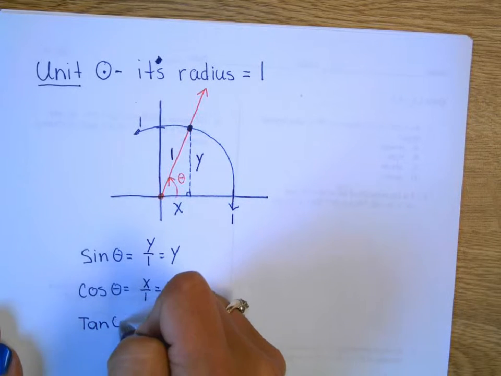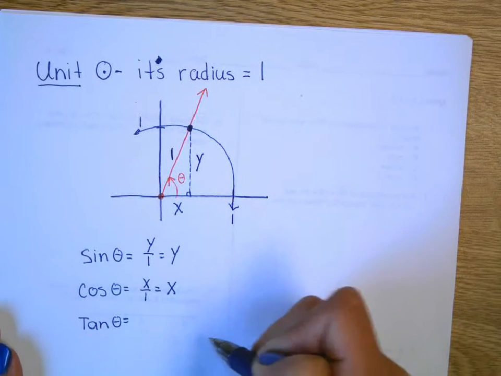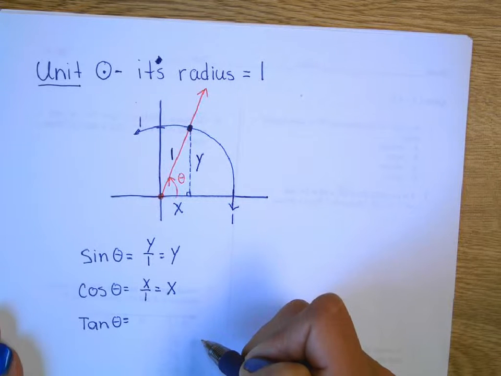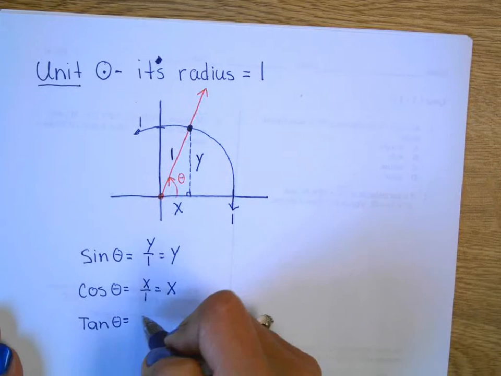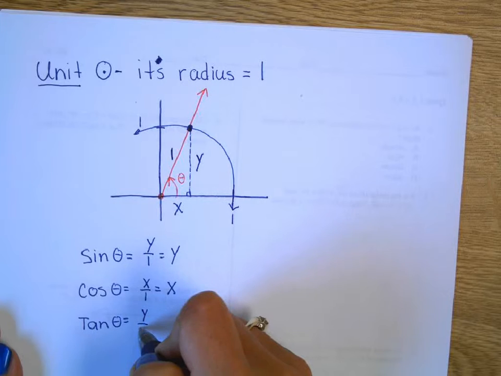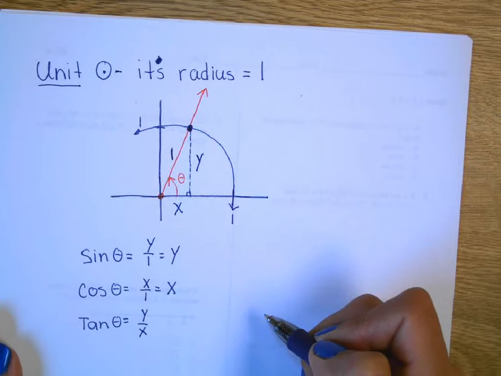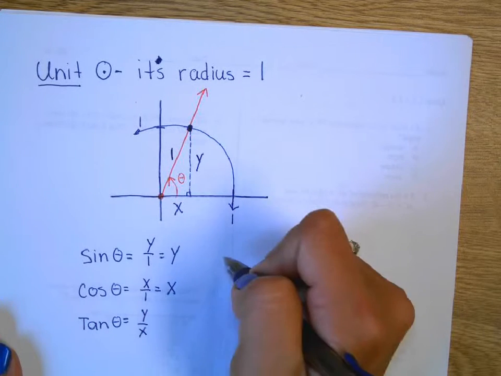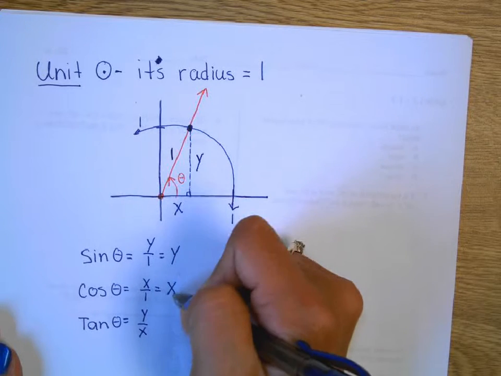Tangent. TOA, O-A, y over x. That one doesn't simplify. Okay, let's flip them over. So these two got a lot easier.